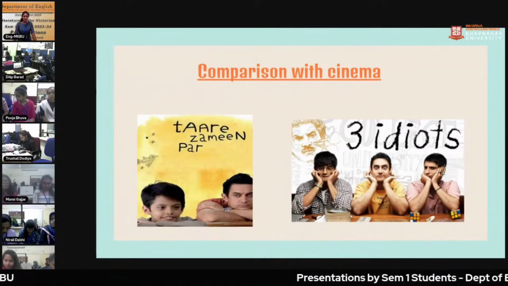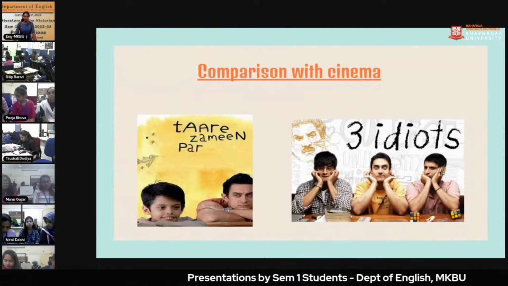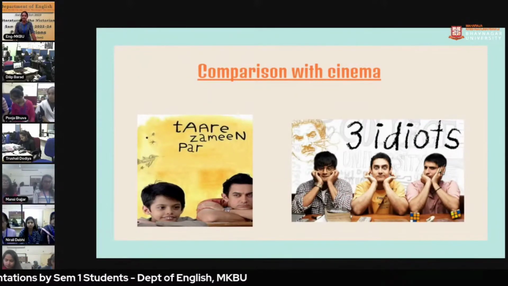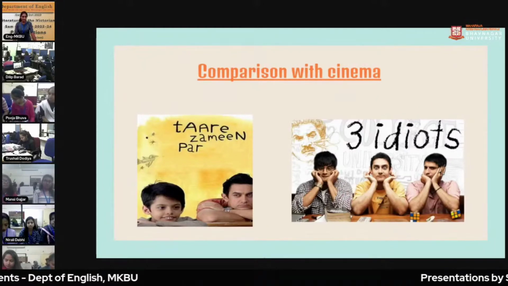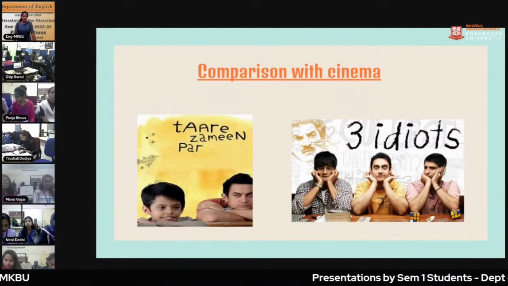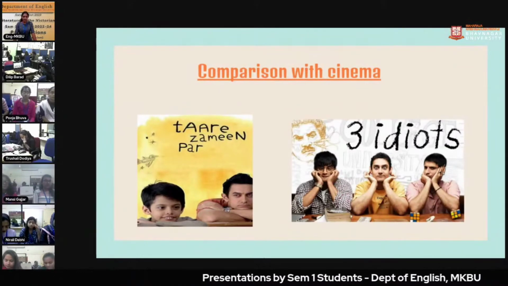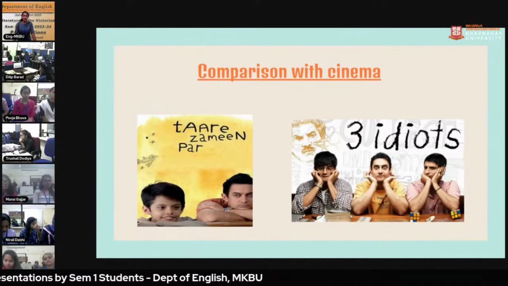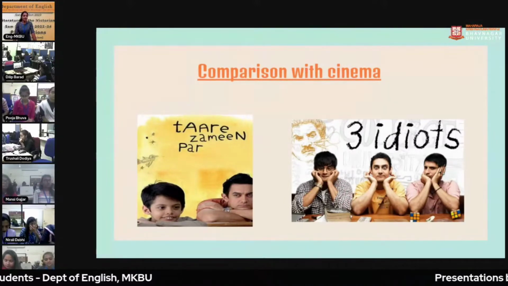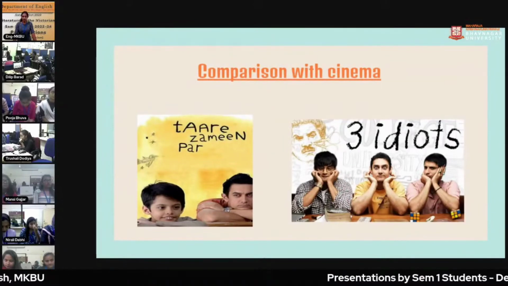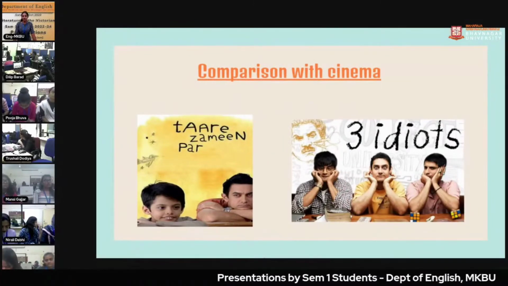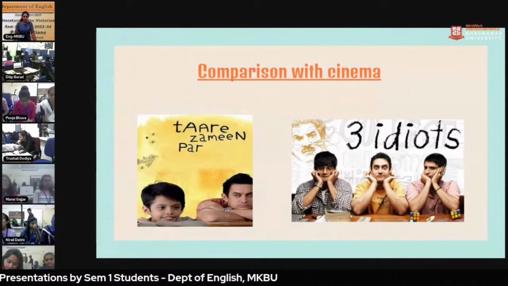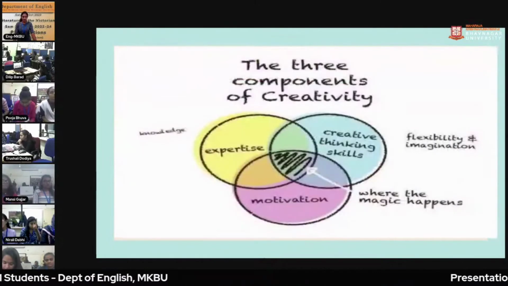We can connect Virus's character with Mr. Gradgrind, but in both these works, Mr. Gradgrind and Virus just want the progress of their children or their students, and it is done unconsciously. The protagonist Rancho is constantly telling his friends to please focus on what you want to learn. Don't go into a field that you have no interest in. So we can connect both these films with this novel.